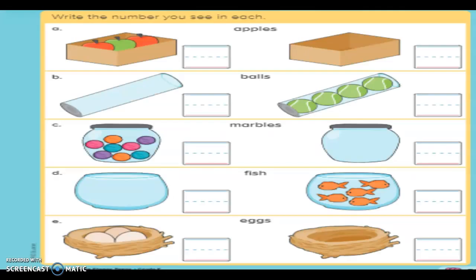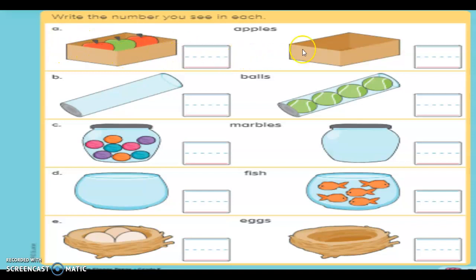I'm going to show you an example. Each row has a letter A. It says write the number you see in each. Do you see this box? This is where you're going to write your number. You don't have your math books yet, so it's okay if you just write it on a piece of paper. I'm going to show you the example on the next slide that shows you how you should write it.